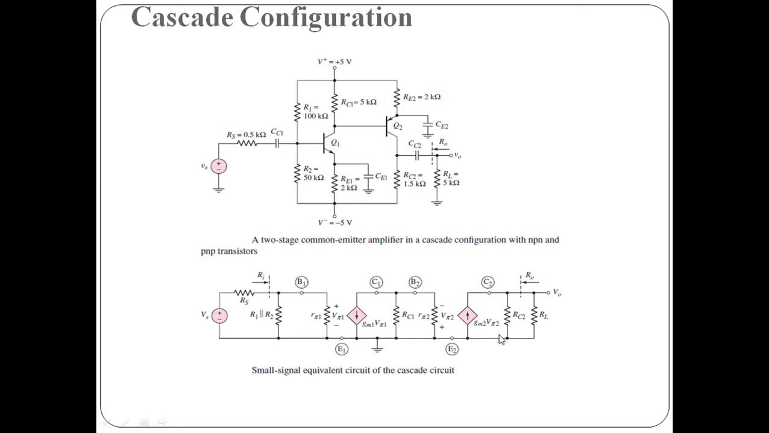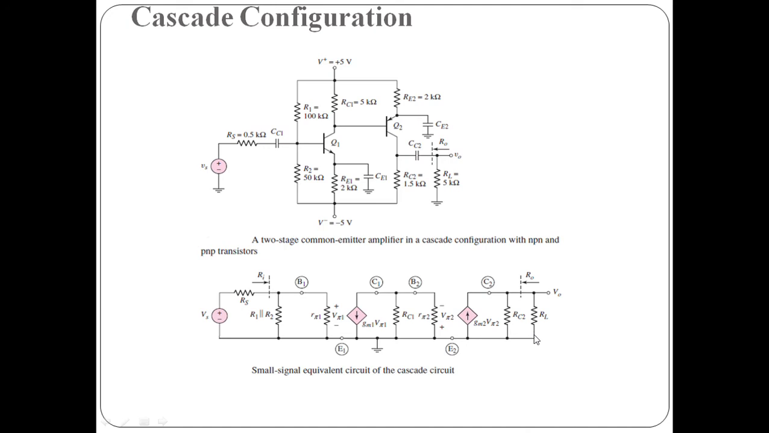As for RE2 and the bypass capacitor, we are going to eliminate this emitter part from the circuit and connect only RC2. The other end of RC2 is connected to the ground terminal. So RC2 is present from the collector C2, and the load resistor RL is present from the collector to the ground terminal.